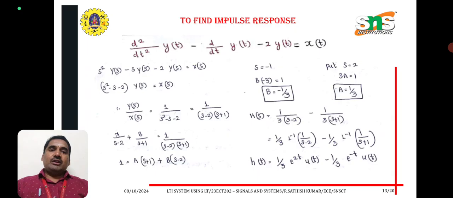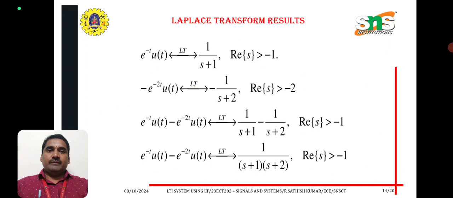Substituting s = -1, B is equal to -1/3. Substituting s = 2, A is equal to 1/3. H(s) = (1/3)/(s-2) - (1/3)/(s+1). Applying the inverse Laplace of the above function, we get h(t) = (1/3) e^(2t) u(t) - (1/3) e^(-t) u(t).